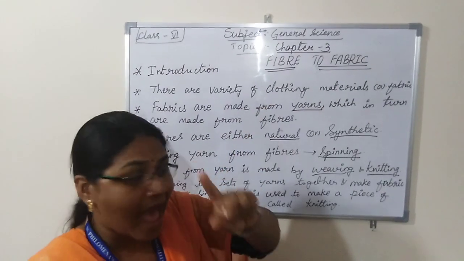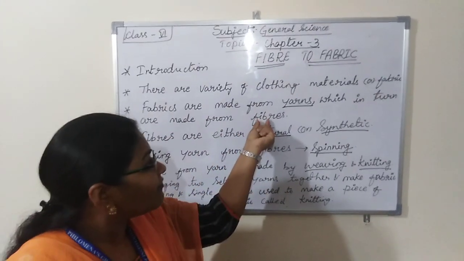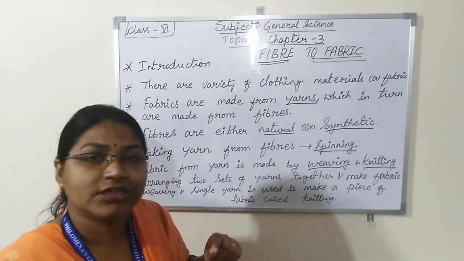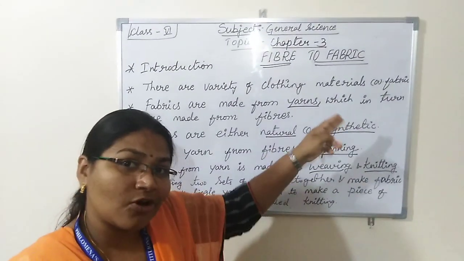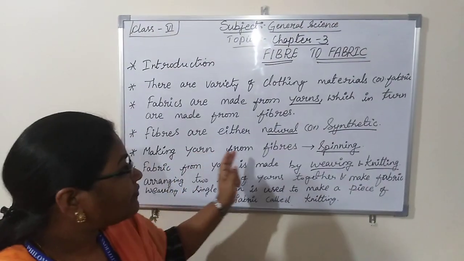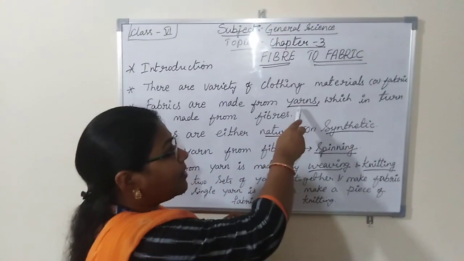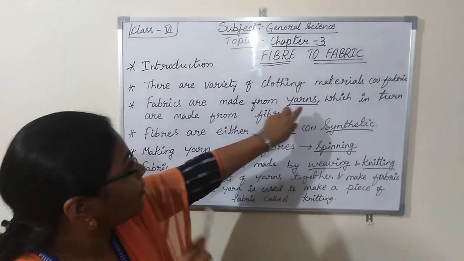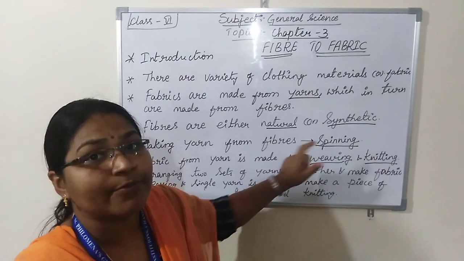So what is the yarn? Fabrics are made from yarn, which in turn is made from fibers. So from fibers we will get yarns, from yarns we will get fabrics like cotton, etc. So fibers are either natural or synthetic. Already I explained. Making yarn from fiber is called spinning. So fibers are giving yarns, from yarns we are getting fabrics.